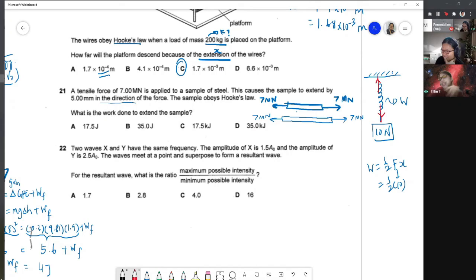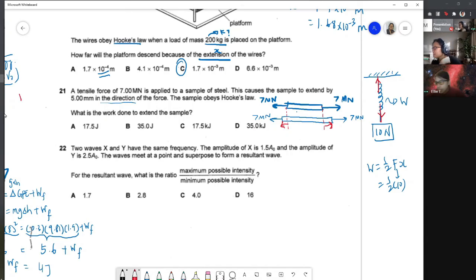They're not exactly clear here, but I guess in the direction of the force. So I would assume there's force on both sides, so you extend on both sides. So this is 2.5, 2.5. It's very strange. Probably 5, 5. Let's pretend it's 5 first and see whether we get an answer or not.